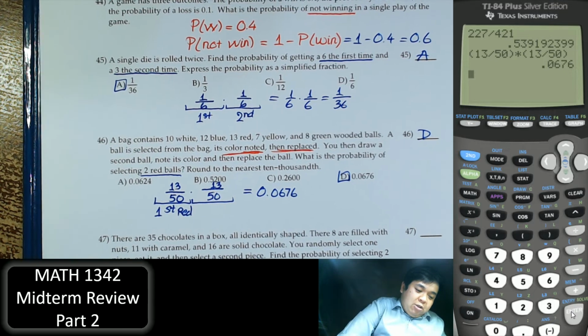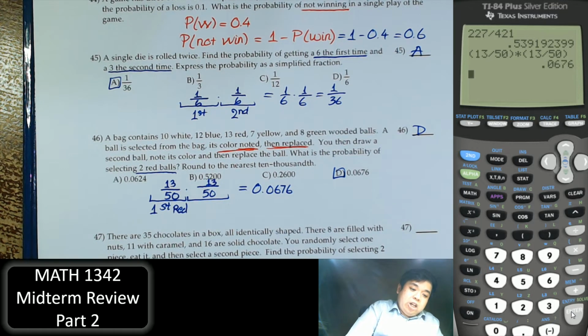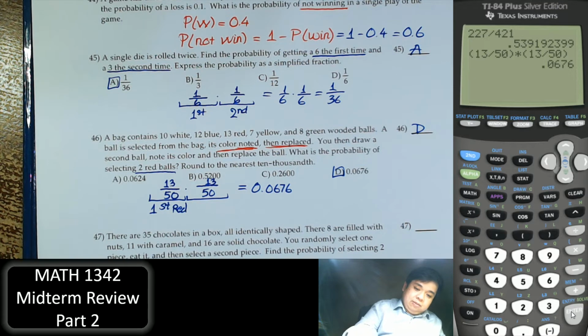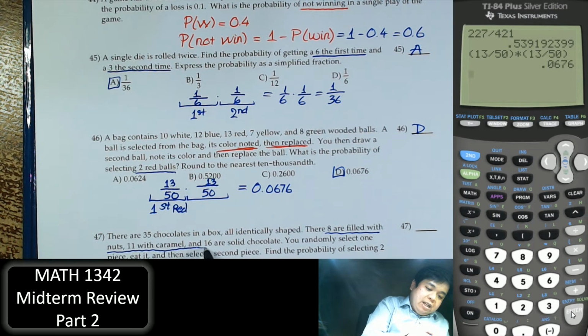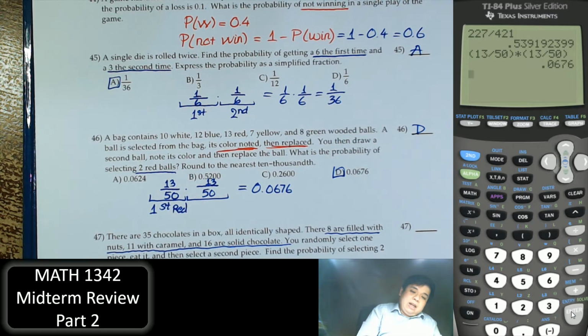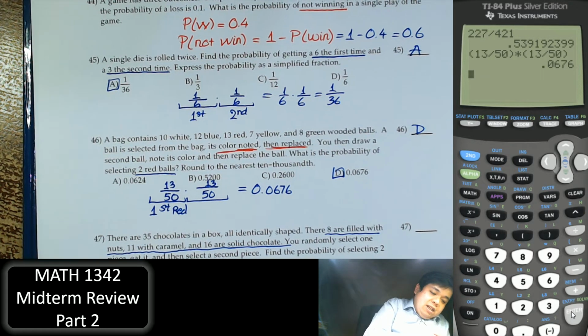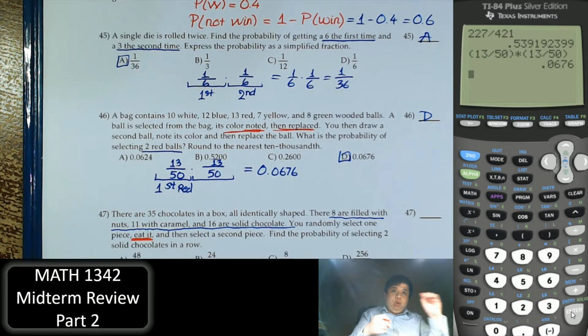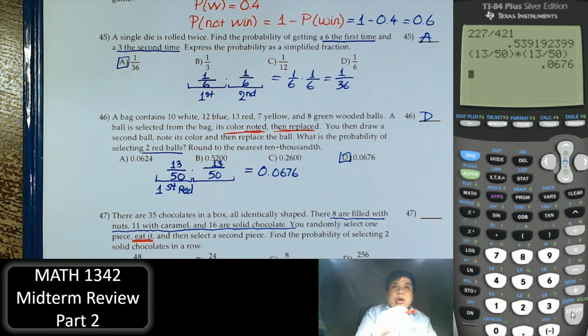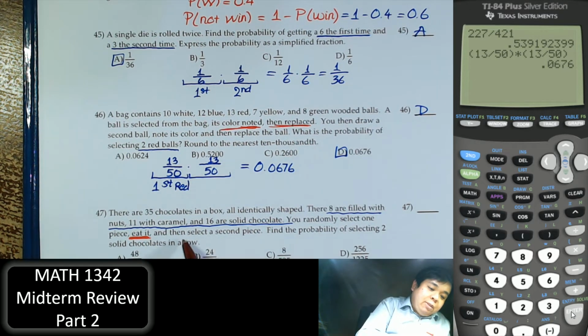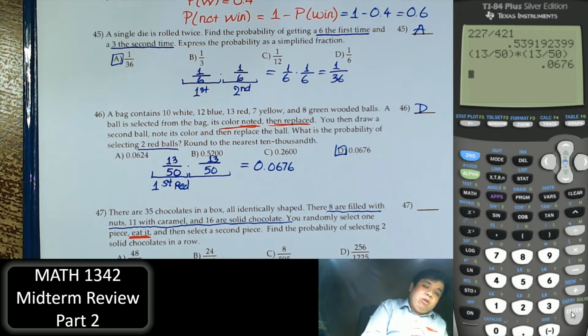There are 35 chocolates in a box, all identically shaped. There are 8 filled with nuts, 11 with caramel, and 16 with solid chocolate. You select one randomly and eat it. So we eat it, and we do not put it back. Originally we have 35. When we eat it, we have 34 left. Then you select the second one. Find the probability of selecting 2 solid chocolates in a row.